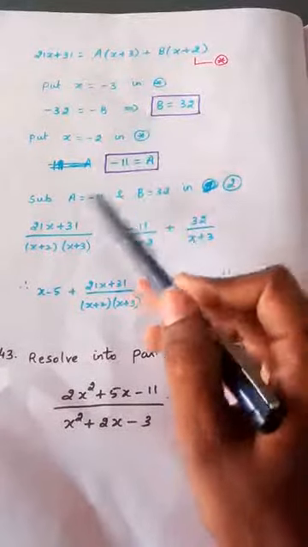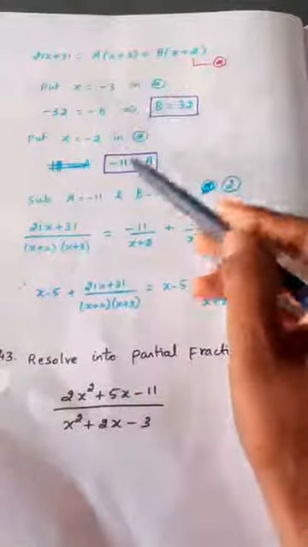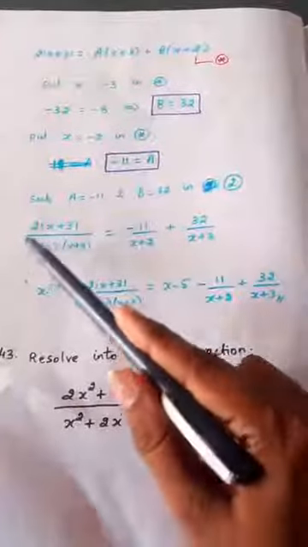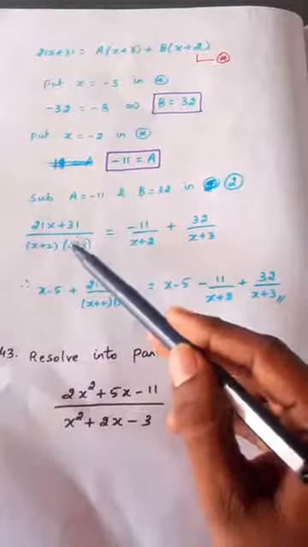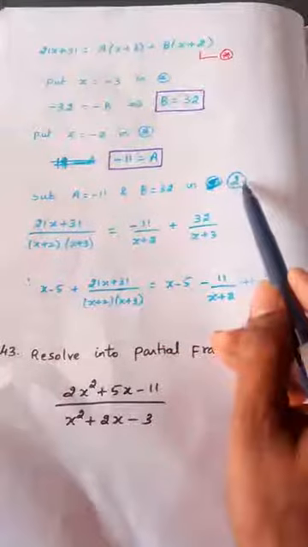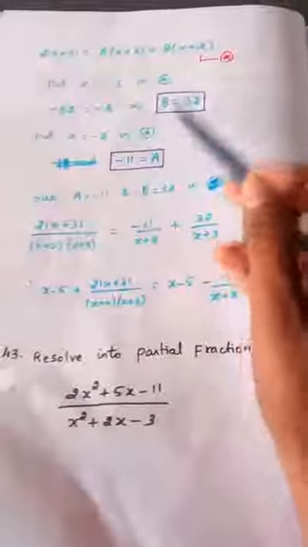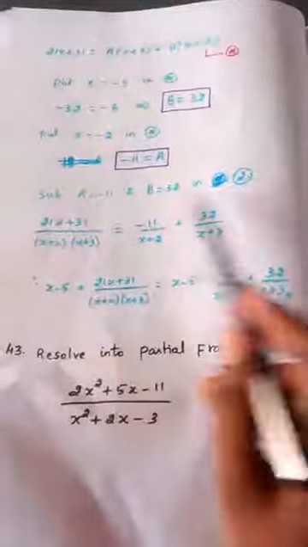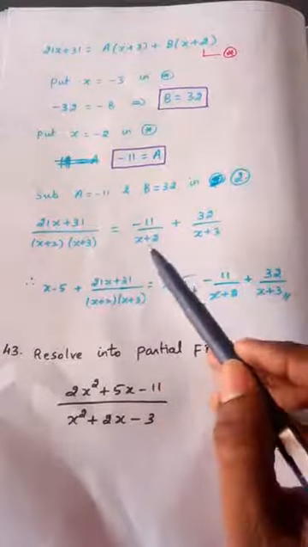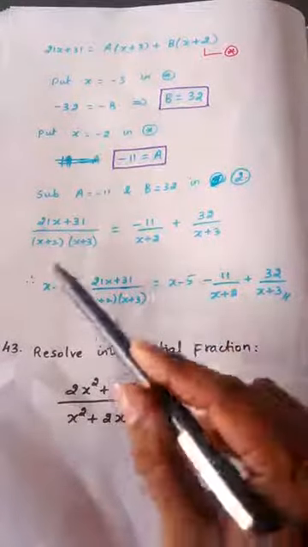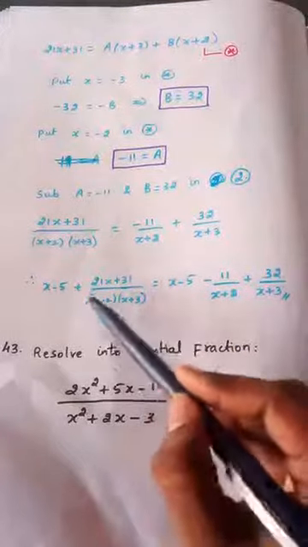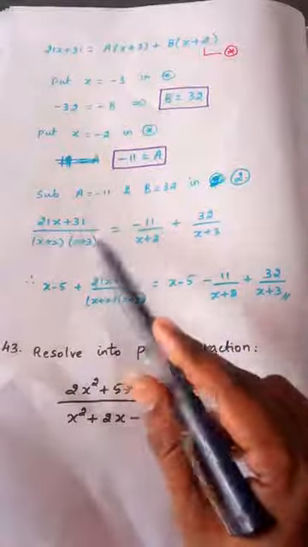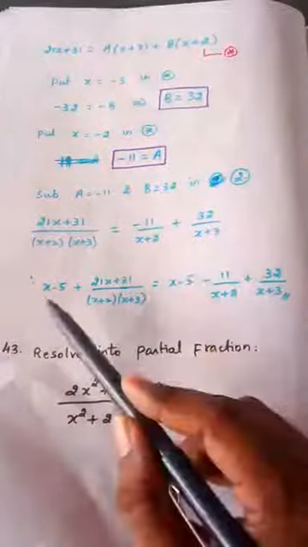Are you able to understand this? So after finding a and b, we can substitute in equation 2. In that equation 2, we are substituting these two values and getting this result. Actually what we have to find is this. This is the actual question, out of which we have taken this separately and we found out the answer like this. So now we are joining this also.